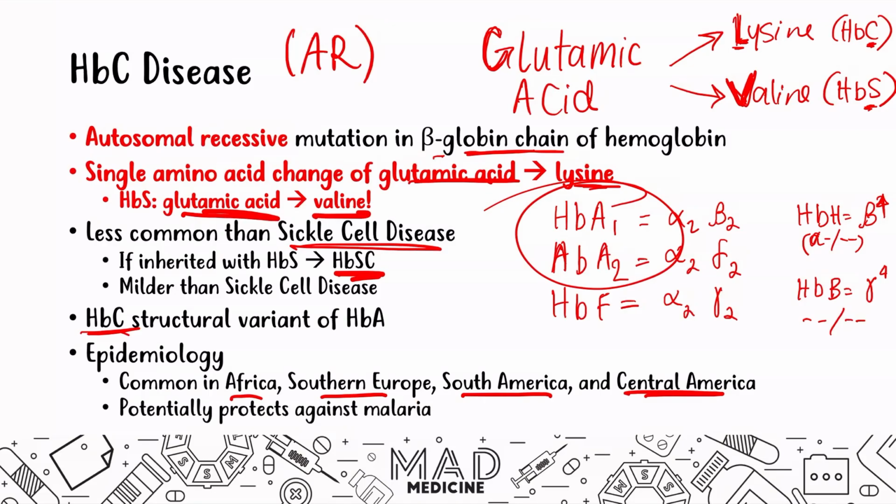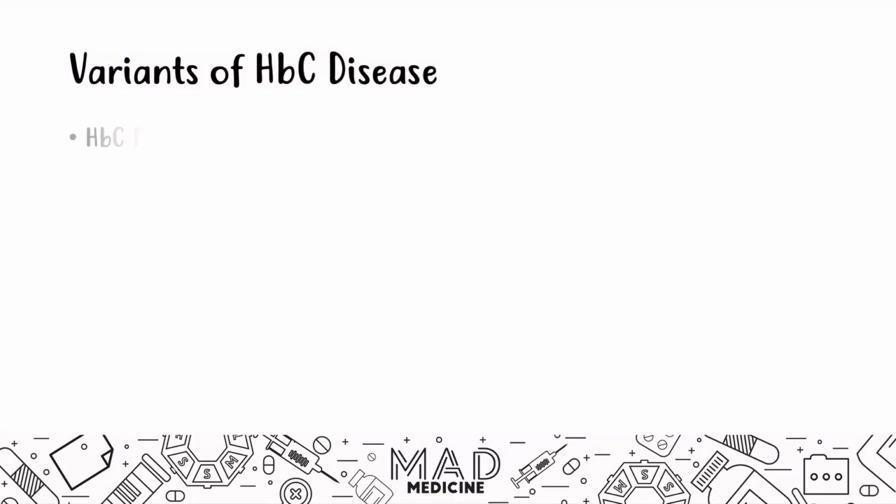Now, when it comes to step 1, when it comes to the vignettes, most likely it's going to be someone who has immigrated to the United States who's presenting with the symptoms we're going to be discussing later on. Now, there are also variants of hemoglobin C disease that you should be aware of. Number 1, you have hemoglobin C trait, HbC.